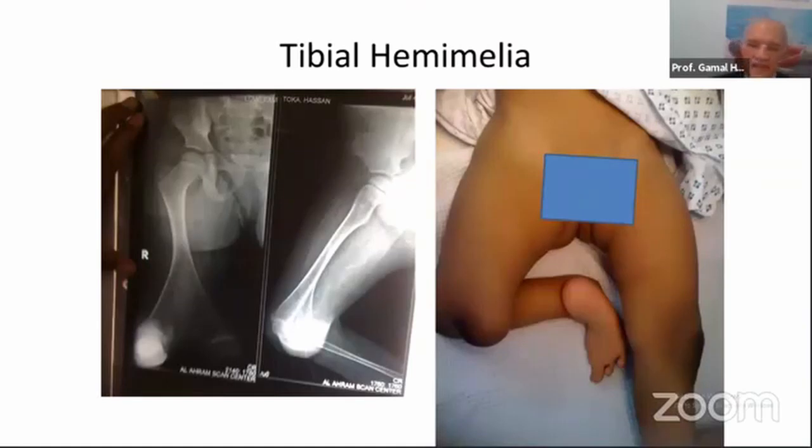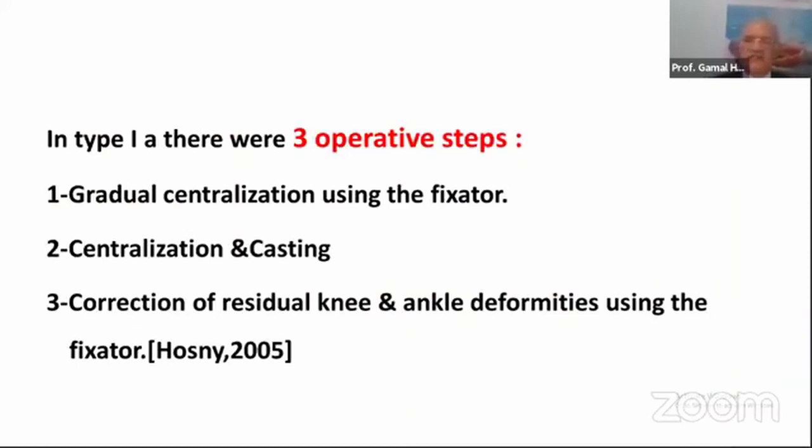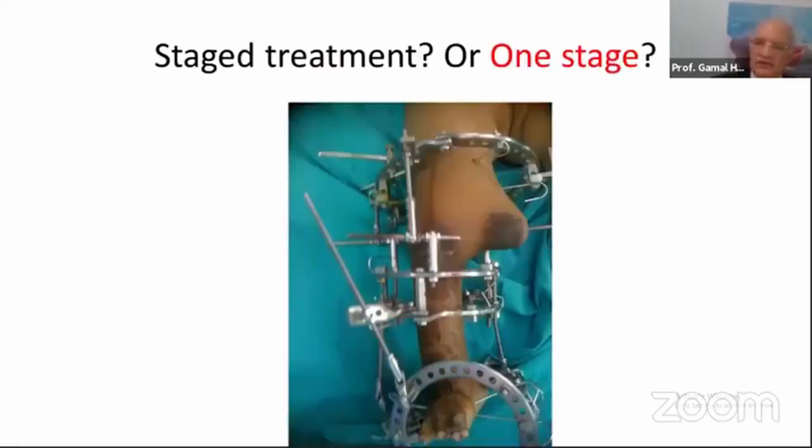deformity is tibial hemimelia, complete absence of the tibia. In such a case, we have a bifid lower femur. We use 3 operative steps: gradual centralization using the fixator, centralization and casting, and the correction of the residual knee and ankle deformities using the fixator. We were the first to publish conservative treatment of tibial hemimelia, 2005. This publication was 15 years ago.